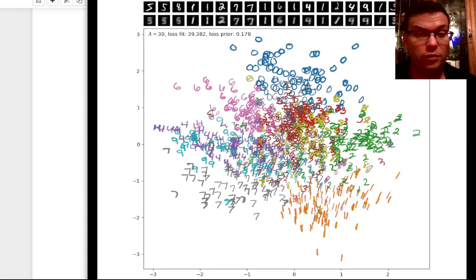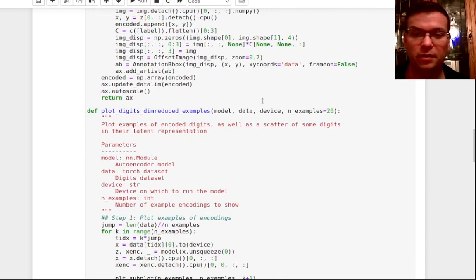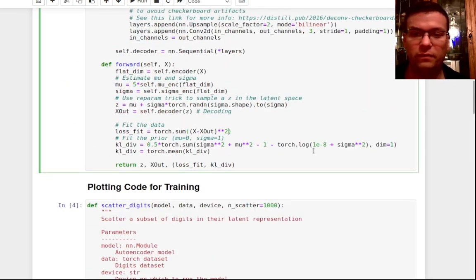And what I'll show you in a moment is how to derive this crazy equation that we had up here for expressing the fit of the prior. I will derive that from first principles.